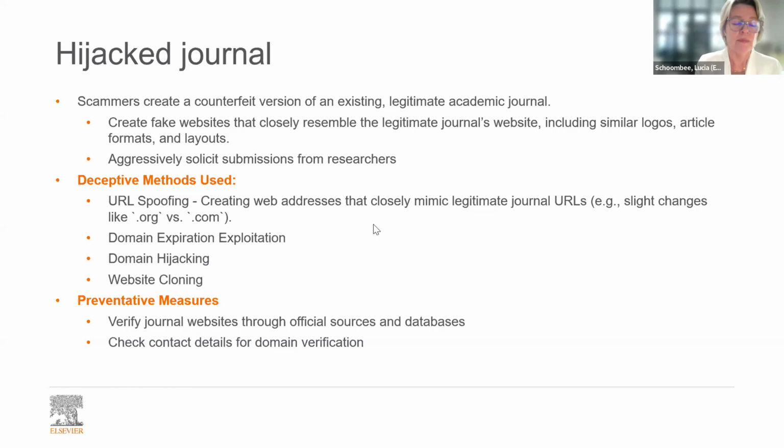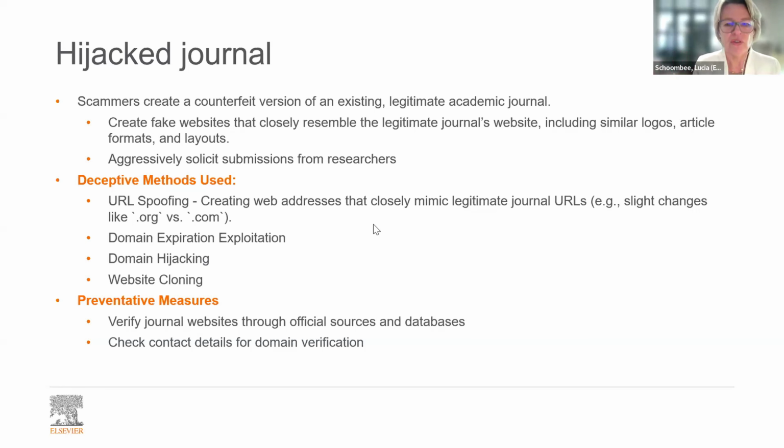Or they would even take advantage of when a journal's website or domain has expired, right? Then they would take that over or even buy it, and then they would solicit articles from researchers, again with an article processing fee, but they're not the real journal, and they're not doing any of the publishing activities. There's also domain hijacking that can take place, or website cloning. So they have different ways of doing this.